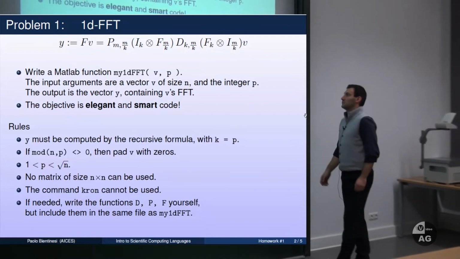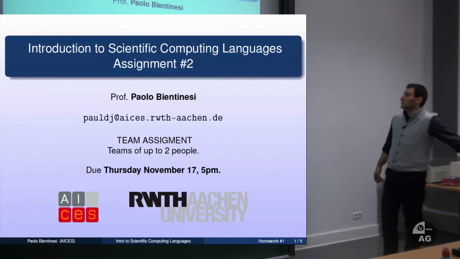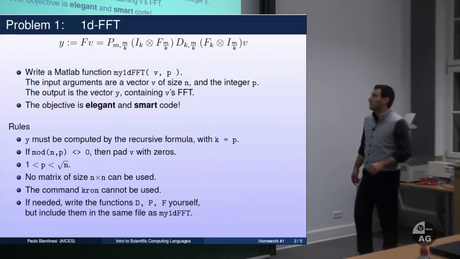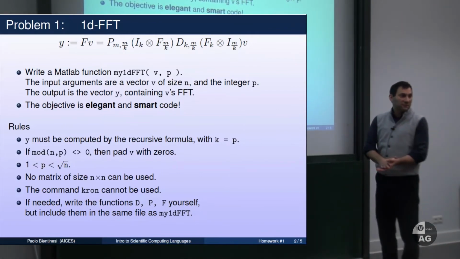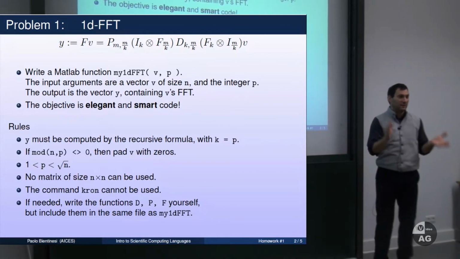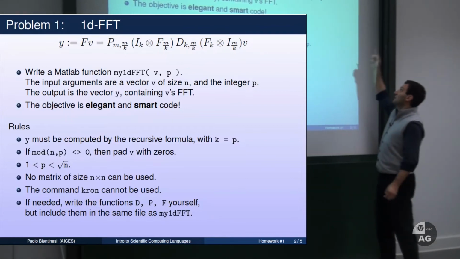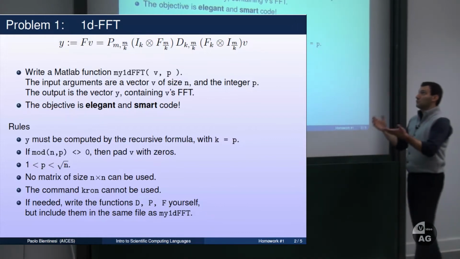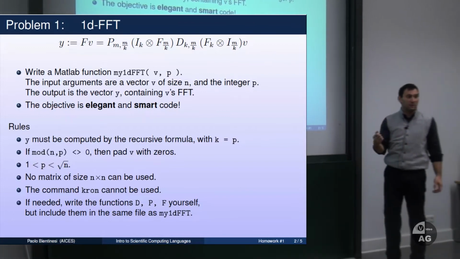So I want you guys to, oh, by the way, it's a team assignment. So you can do it by yourself if you want, or you can team up with your favorite mate. Part 1, 1D FFT. 1D FFT is exactly what I have explained so far. The input is a vector, in this case v, and the output is a vector, in this case y. And you have to compute F times v, not by brute force, but by exploiting the structure.